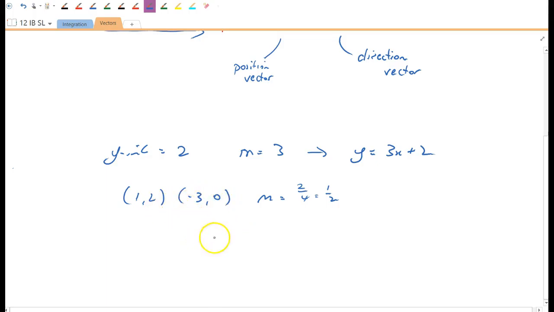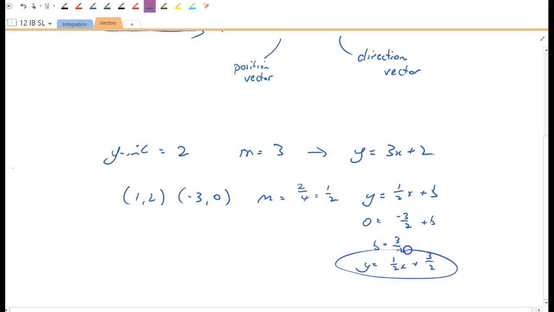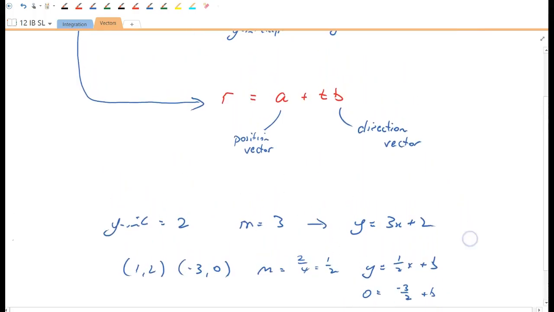So my gradient's a half. I haven't got my y-intercept here, but I can just sub in a point to get it. I know it's y equals 1/2 x plus some unknown b. If I put in (-3, 0), I get -3 over 2 plus b, so b must be equal to 3 over 2, and so the equation of the line is y equals a half x plus 3 over 2. We're going to be working with very similar bits of information to find our vector equation.